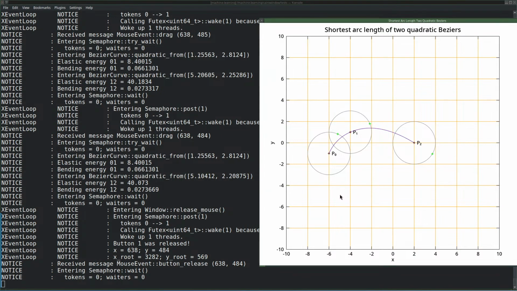I wouldn't be surprised if the minimal bending energy gives me the minimal stretching energy when it is all a quadratic Bézier. Looks like it anyway. I'll manually set it kind of to the minimum bending energy here.